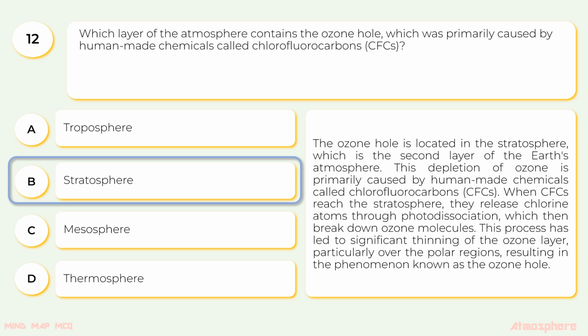This depletion of ozone is primarily caused by human-made chemicals called chlorofluorocarbons or CFCs. When CFCs reach stratosphere, they release chlorine atoms through photodissociation, which then breaks down ozone molecules. This process has led to significant thinning of the ozone layer, particularly over the polar regions, resulting in the phenomenon called the ozone hole.